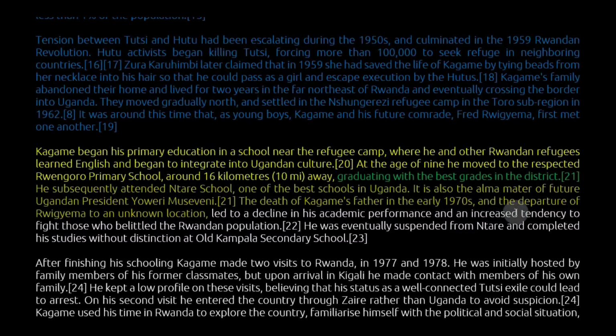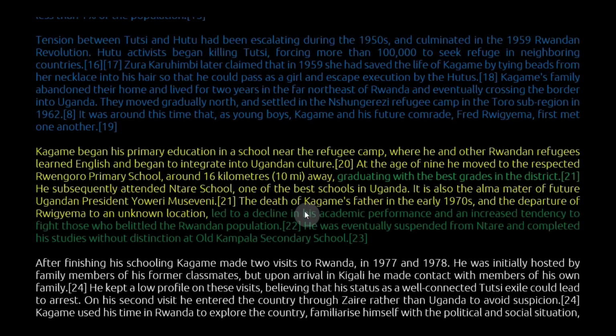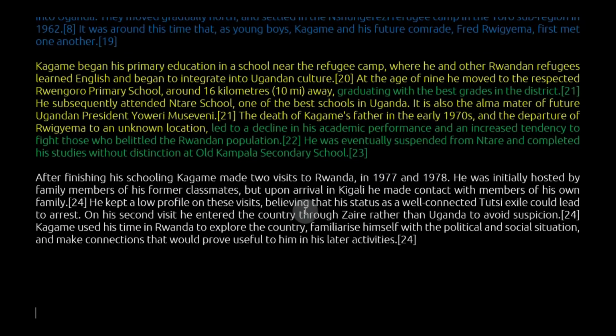These are results, because due to these actions, which was the death of his father and the departure of his friend Fred, those two major events, they led to him dropping academically, and also he became violent and was suspended from Ndare, completed studies in Old Kampala. So these are results of these actions. So let's give it green. It's a result of the two events that occurred in his life.